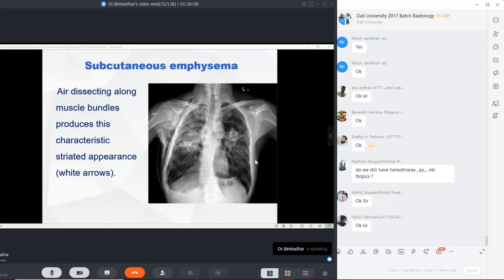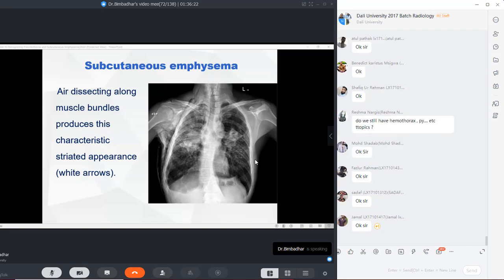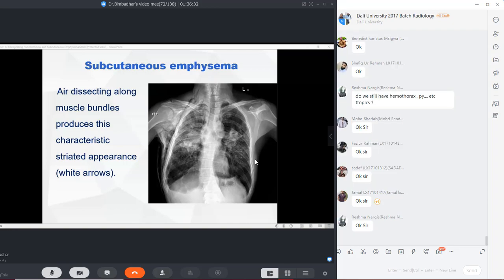What do you mean by the other topics? No, hemothorax. Yes, we will be dealing with hemothorax in pleural effusion, Reshma. Hemothorax is the escape of blood inside the thoracic cavity. We will do that in the pleural effusion chapter. Is your doubt clear, Reshma? Right. Hemothorax is escape of blood in the thoracic cavity. We will do it in the chapter of pleural effusions. Any others?